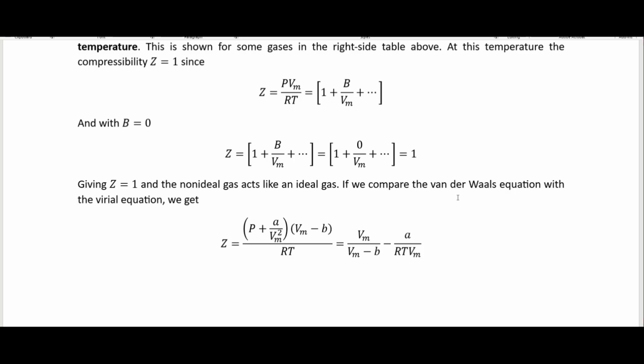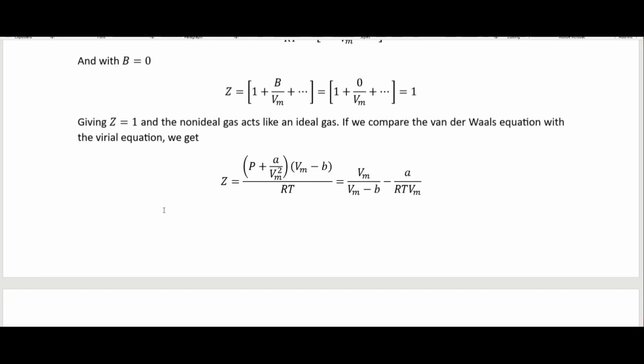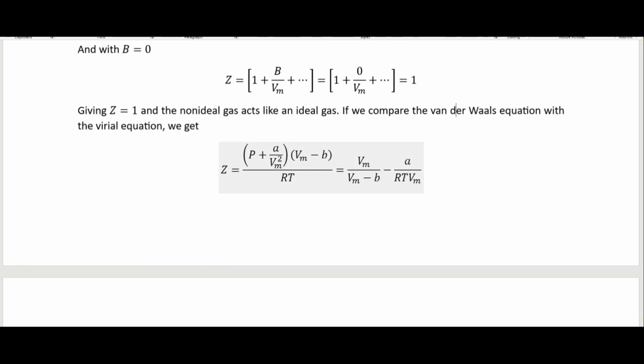If we compare the van der Waals equation with the virial equation, we get this right here. And I'm not going to go through how to get from one thing to the other. I do actually have that process in my lecture notes. They're down at the very bottom of it. Lecture notes, as always, are linked to in the description down below, so if you're interested in that, then you can look at that if you want.